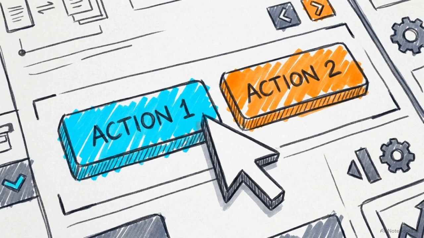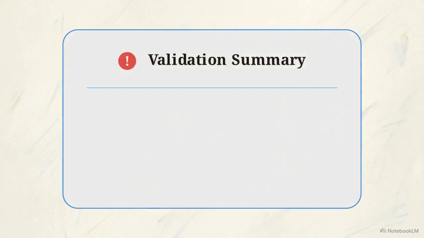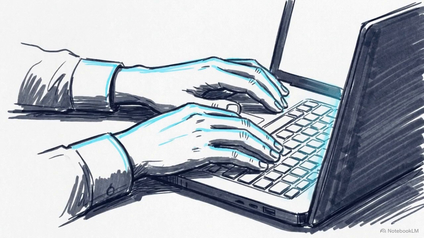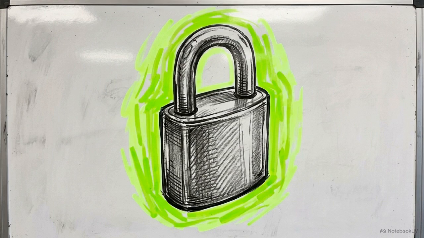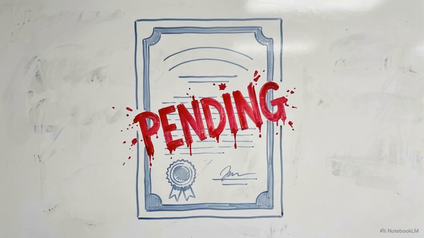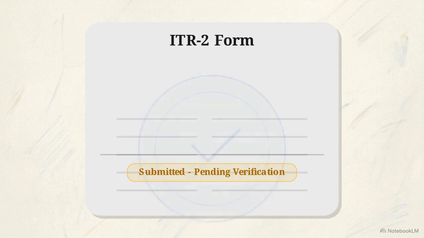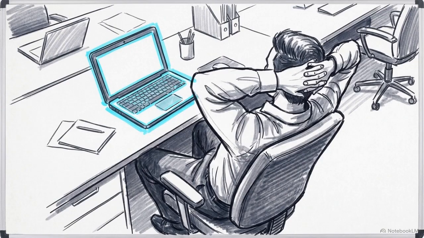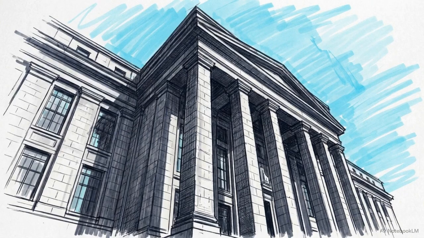Now click the Preview and Validate buttons. The system will generate a list of any missing data points or inconsistencies that need to be corrected before you can move forward. After a successful validation, the final requirement is the e-verification process, which is typically completed using an Aadhaar-linked OTP. Remember that your return is not considered legally filed until this verification is completed and acknowledged by the system. Following these steps ensures your ITR 2 is filed accurately, meeting all current regulatory requirements for the assessment year.